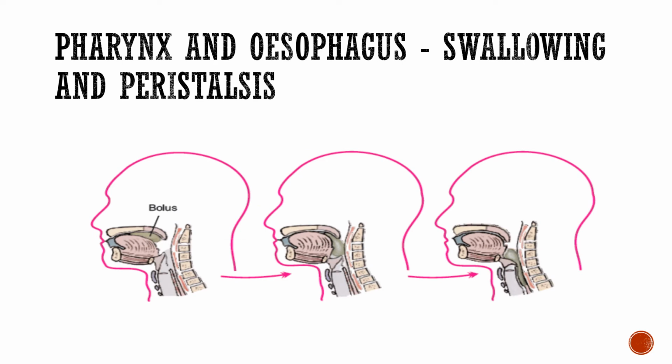Now, the next part includes the pharynx and esophagus, where swallowing and peristalsis happen. During swallowing, the bolus is pushed to the back of the mouth by the tongue. When the tongue pushes the bolus, the soft palate also moves upward and to the rear. In this way, the opening of the nasal cavity is closed. When swallowed, the bolus passes the pharynx to enter the esophagus.